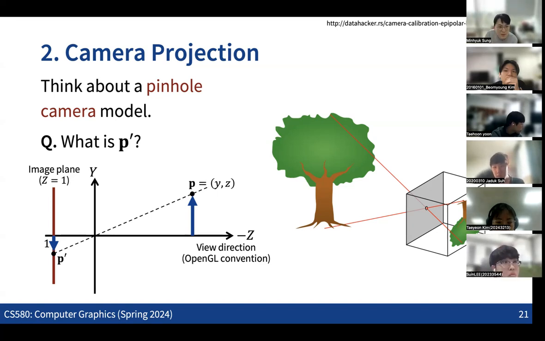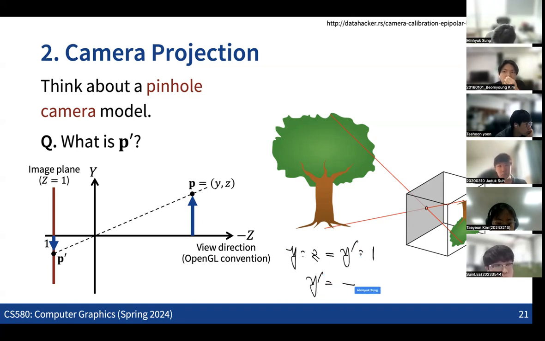This is an easy question. We have y and z, and we want to make the same ratio with y prime and 1. Then what we can see is that y prime is nothing but y over z.